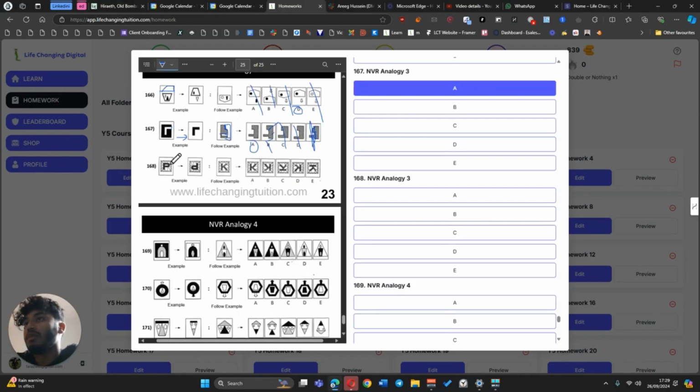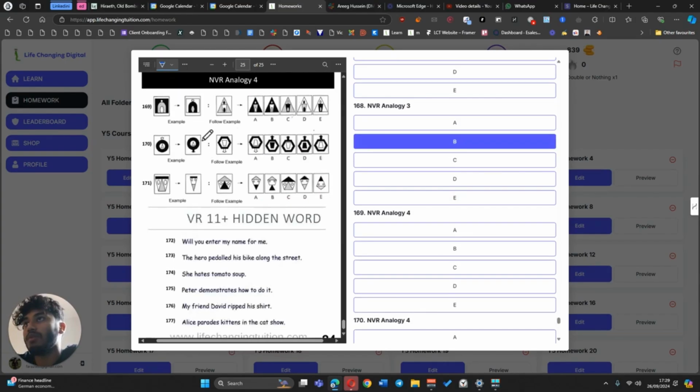168. Looks like the P is just rotated 90 degrees, 180 degrees. So if you rotate the K 180 degrees, you have something like this. So we can cancel out these ones. You can see this is actually just a reflection of the K, that's not rotation. So it should be B.